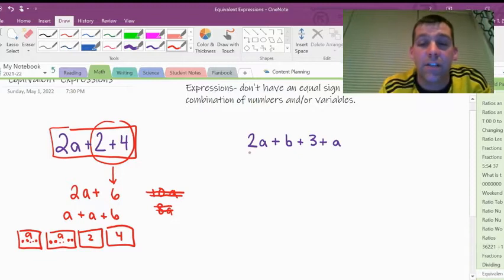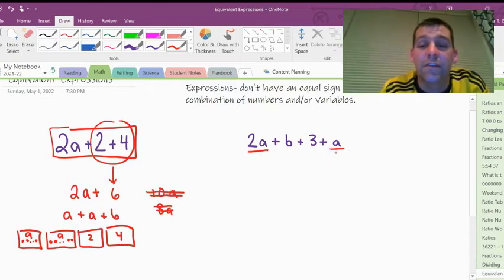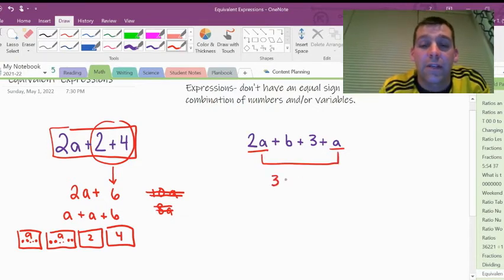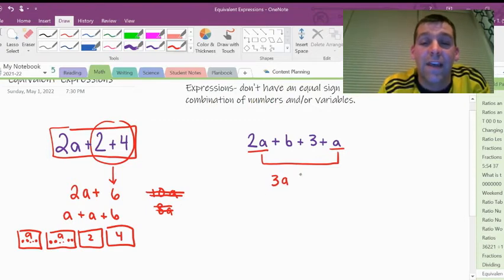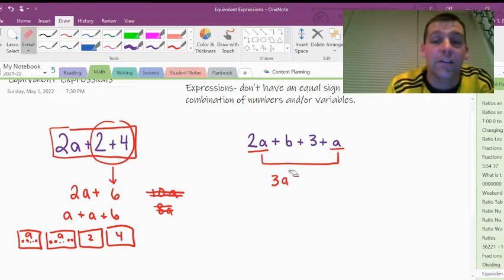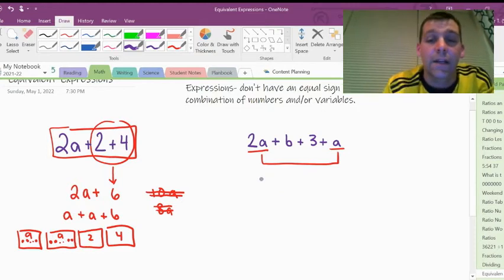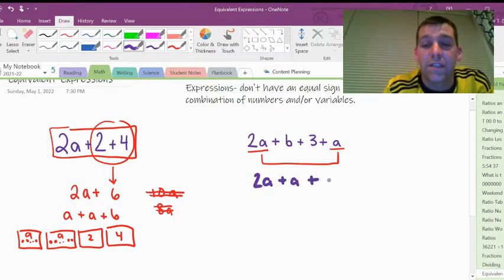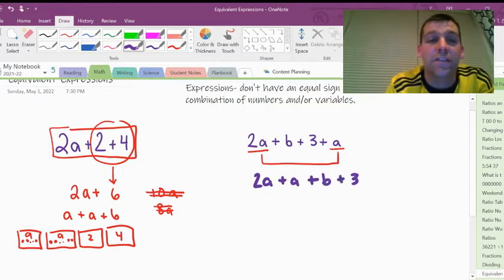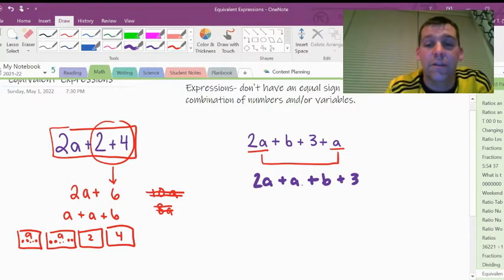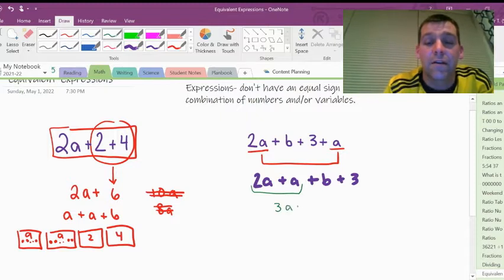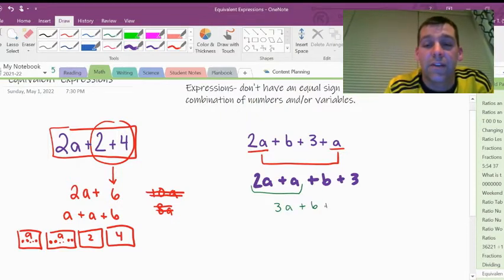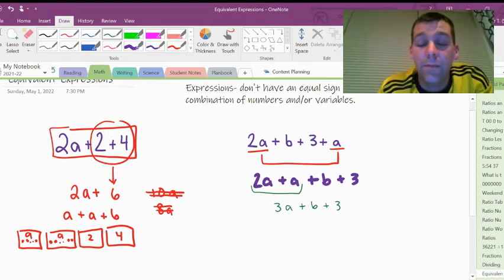If I come over here, I can see a couple of things. I see my a's, see my b, and a 3. So what I'm going to first do is look at both of these here. Now this is 3a, because I know that 2a plus a is equal to 3a. I should actually go back here and do that. And let's just rewrite it and go 2a plus a plus b plus 3. And I could simplify that even further. Go here with this and say this is 3a plus b plus 3. That would be equivalent to it.